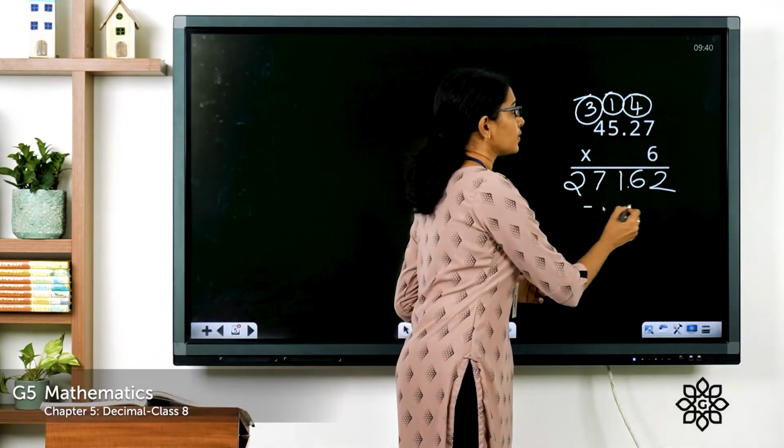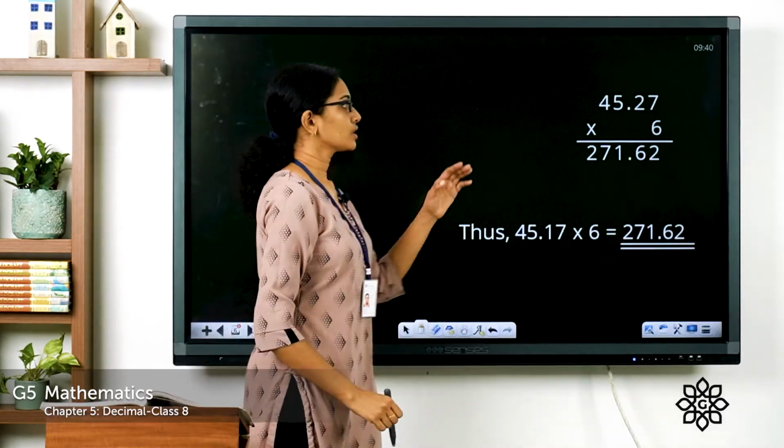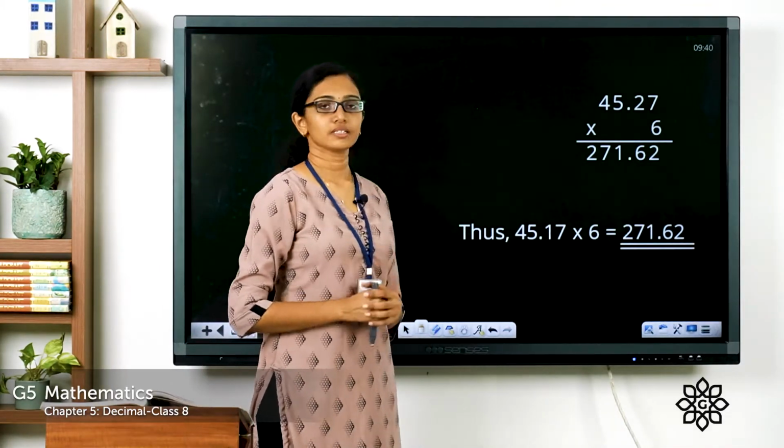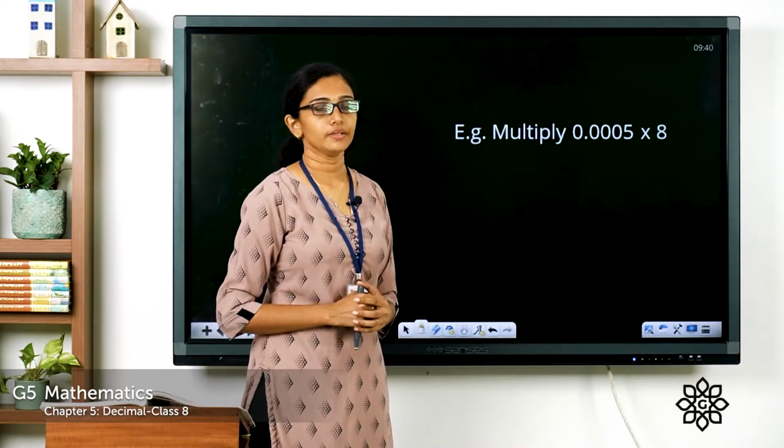So 45.27 into 6 will give you the product 271.62. Hope this is clear to you. Now let's see one more example.